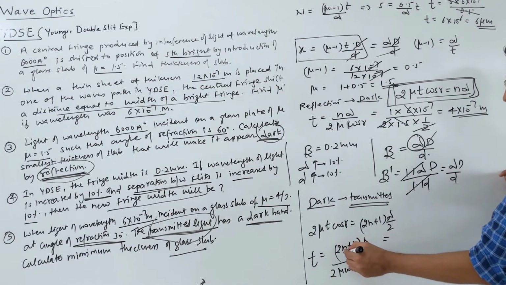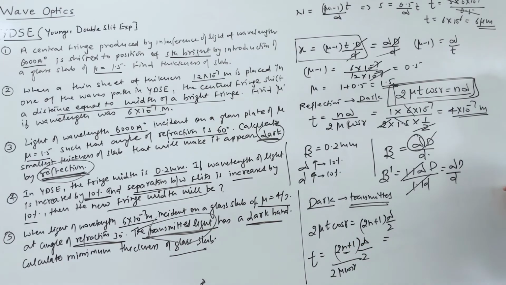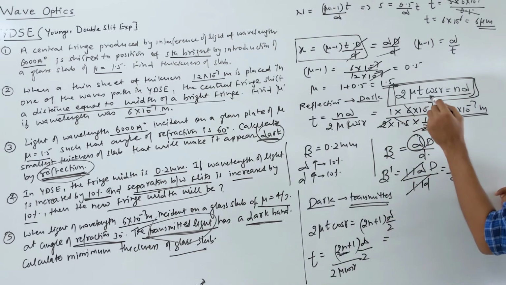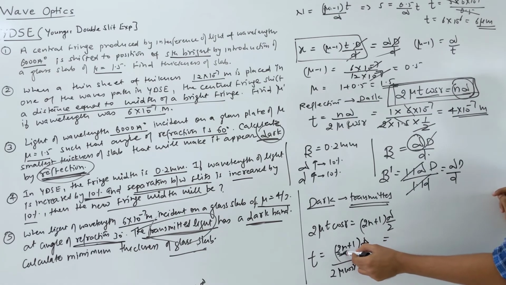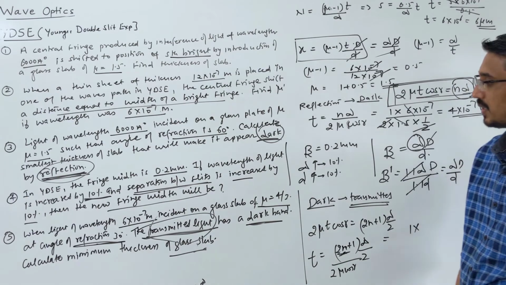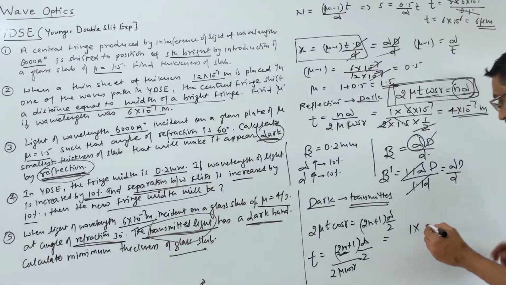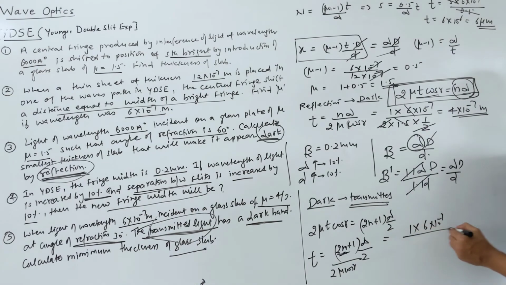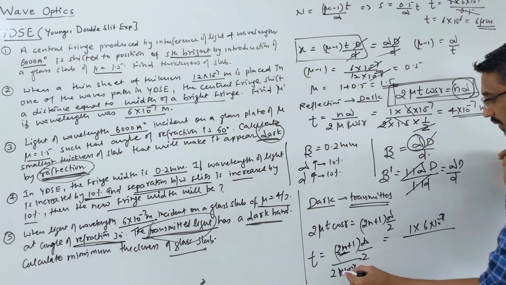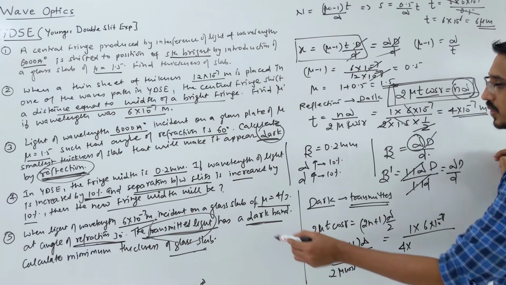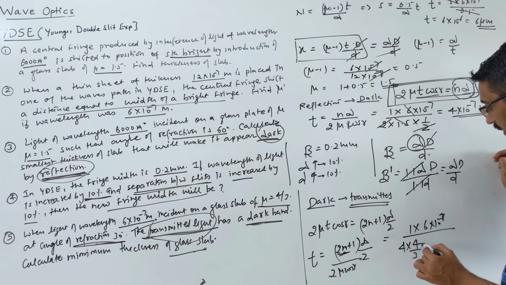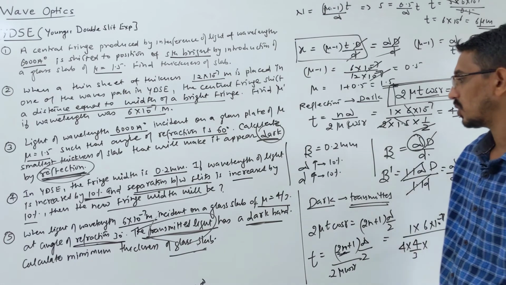Let's put in all the values. Minimum n, you put 1, or you can put 0. Yes, 0 also you can put. Here, if you put 0, then the answer becomes 0 in the other case, but here you can put n equal to 0. Then we get 1, so 1 into lambda. Wavelength is given to you: 6 into 10 power minus 7. Divided by 2 into 2, which becomes 4. Mu is also given, 4 by 3. And then we need cos r.